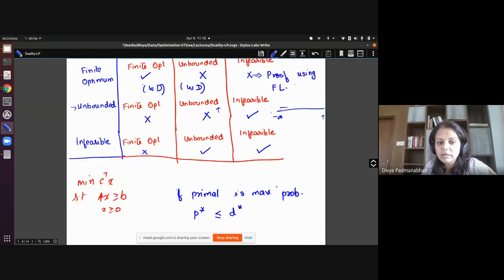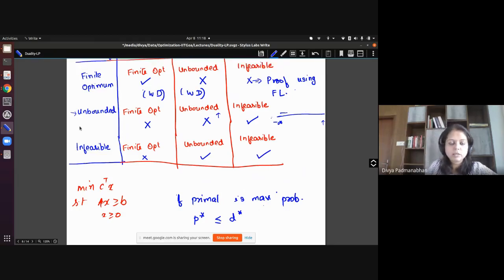Now if the primal is unbounded, so it's a maximization problem and the maximum value is plus infinity, so P star is positive infinity. If the dual is unbounded, it means that D star is negative infinity because it's a minimization problem. That cannot happen, right? Because the dual was always an upper bound. Yes, that's a good point, Siddharth.